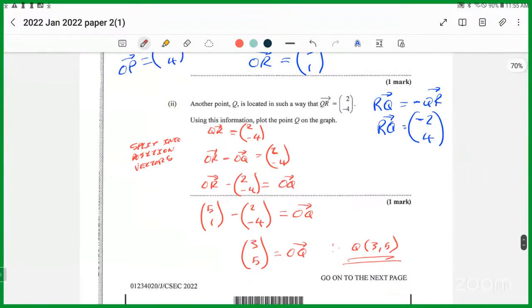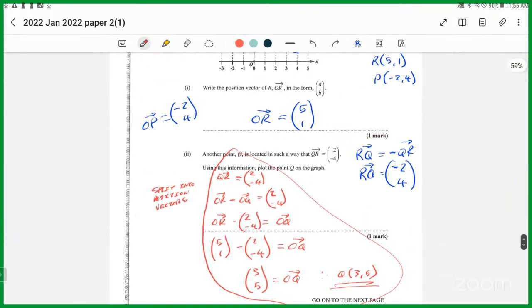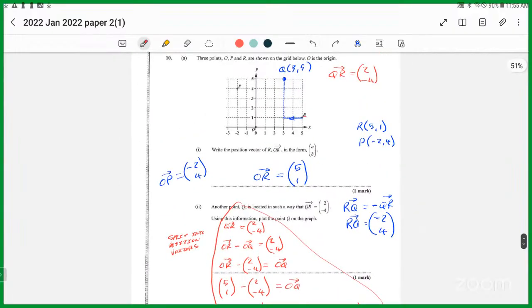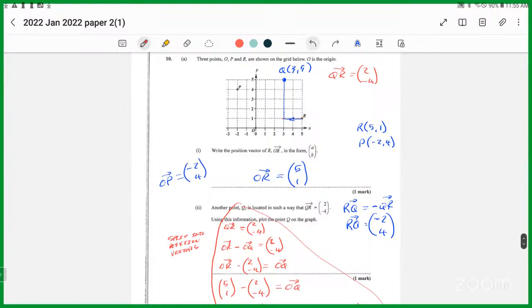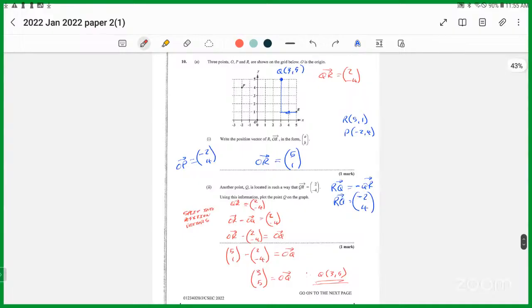So this is like an OR method. I would not do this one in the exam. I will show you it could work that way. I would use this diagram this way. I would use this and show you that I'm just going from R to Q, to the left 4 up, and find that point on the graph. Understand that, guys? Yes, sir. Alright.